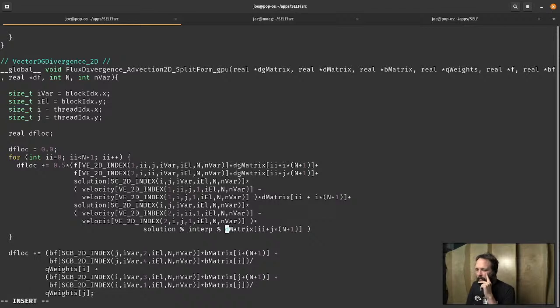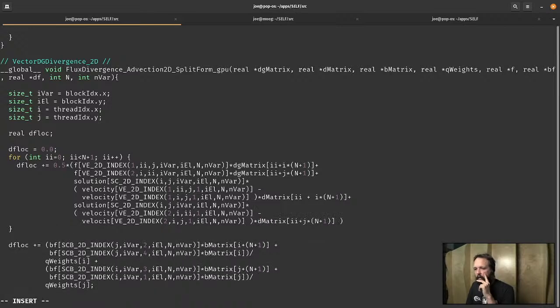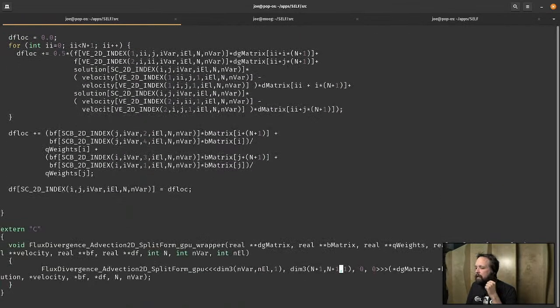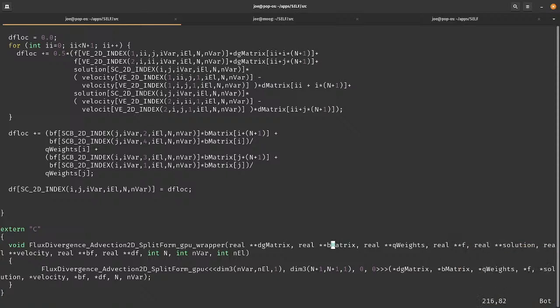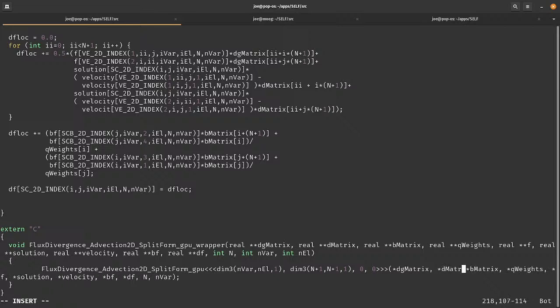All right, so let's get rid of that, and then we'll move that D matrix up. Now we've got our closing parentheses. Let's close that line. That was a doozy. I'm sure I made a mistake somewhere. We'll let the compiler tell us. But I need to add D matrix next to the DG matrix. So again, I'll turn myself off here so I can see the code, and so you can see the code. Okay, so I got D matrix, B matrix, Q weights, F, solution, velocity, BF.